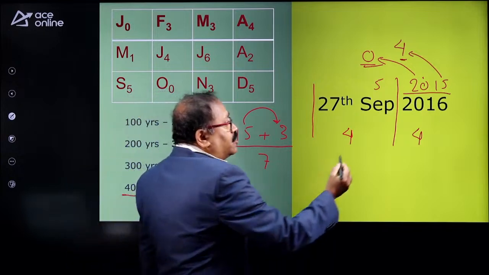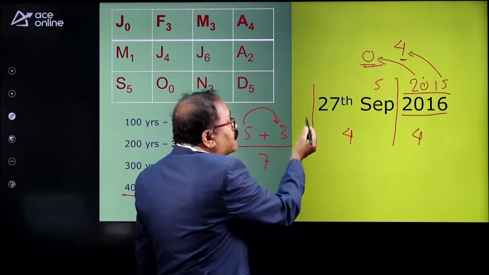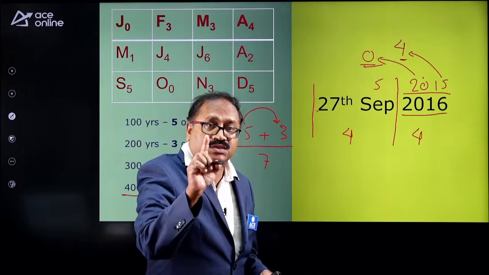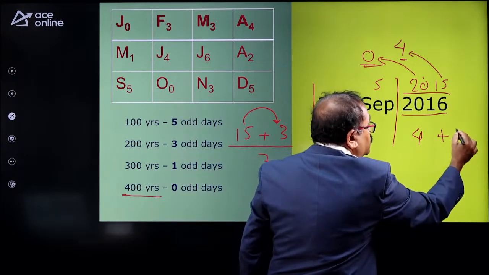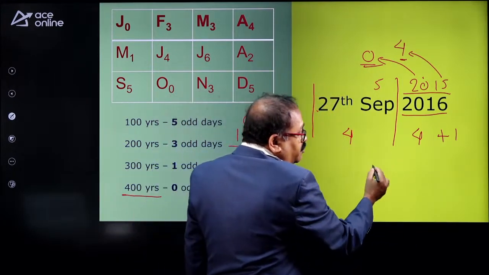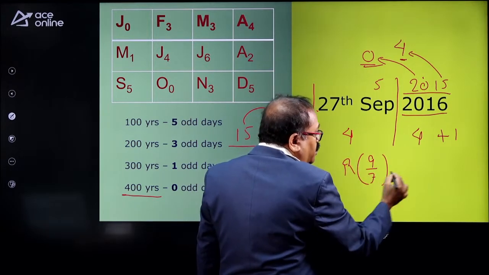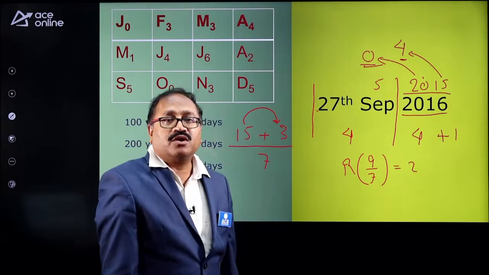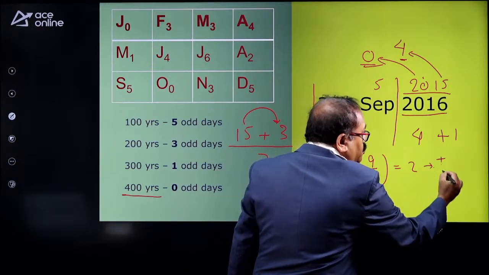And do not forget that you are dealing with a leap year and you are crossing 29th February. In that case, you need to add extra 1 odd day. So when you add extra 1 odd day, then the total is 9 odd days, and 9 divided by 7, what will be your remainder? The remainder will be 2. So overall you got the 2 odd days. And in case of 2 odd days, the day will be Tuesday.